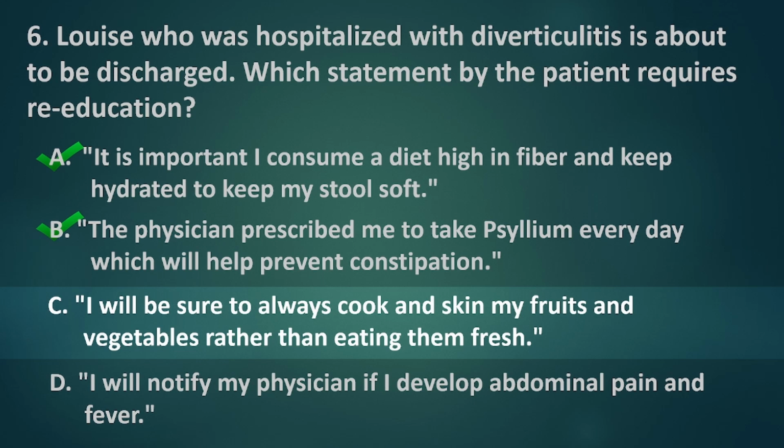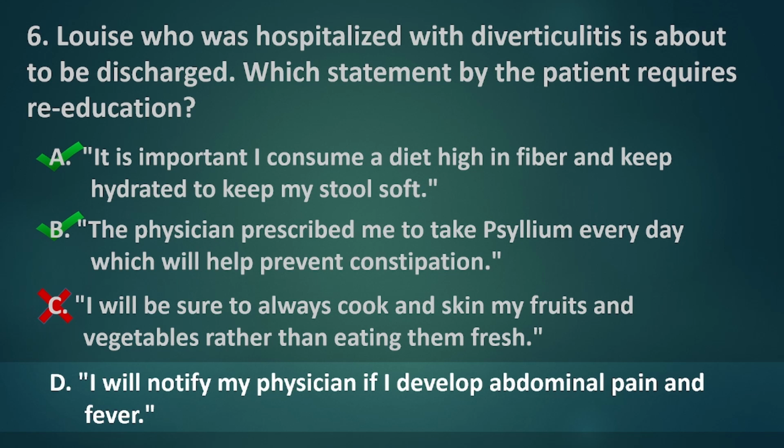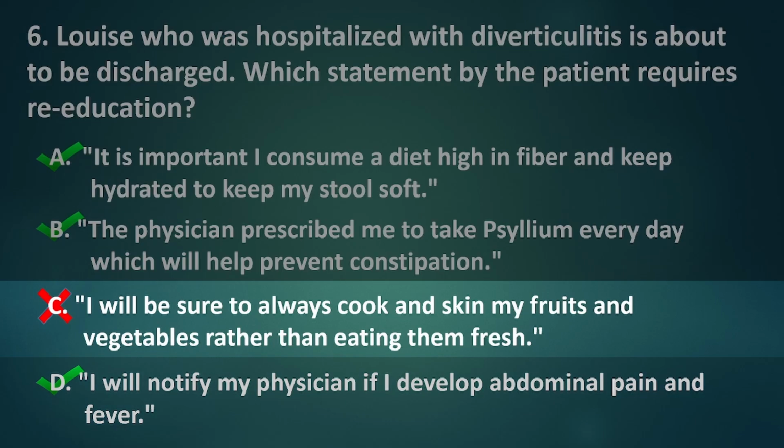The patient should consume fresh fruits and vegetables because they contain the most fiber. However, fruits and vegetables that have been skinned or cooked have low amounts of fiber in them. This makes option C a negative statement and requires further education of the patient. Notifying the physician when developing abdominal pain is an indication that the patient has understood the discharge teaching, as it may indicate other complications such as peritonitis. This makes option D a positive statement by the patient. Therefore, the correct answer is letter C.